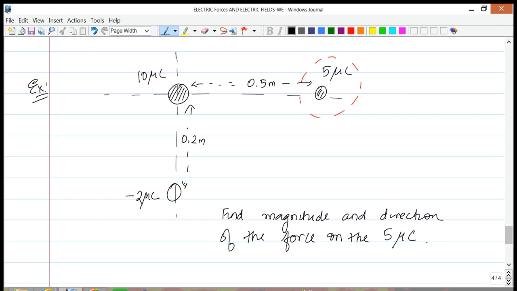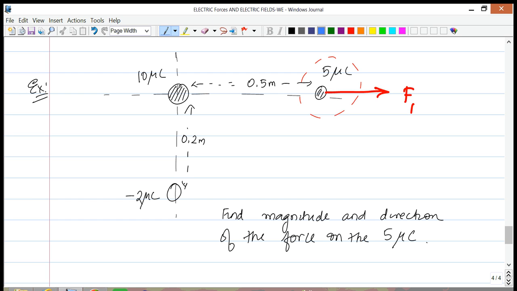So ask yourself, in what direction is the 10 microcoulomb going to exert a force on the 5 microcoulomb? That answer is easy. If you said that the 5 is going to experience a force to the right, then everything is good. So due to the 10, the 5 experiences a force to the right. We'll just call it F1.